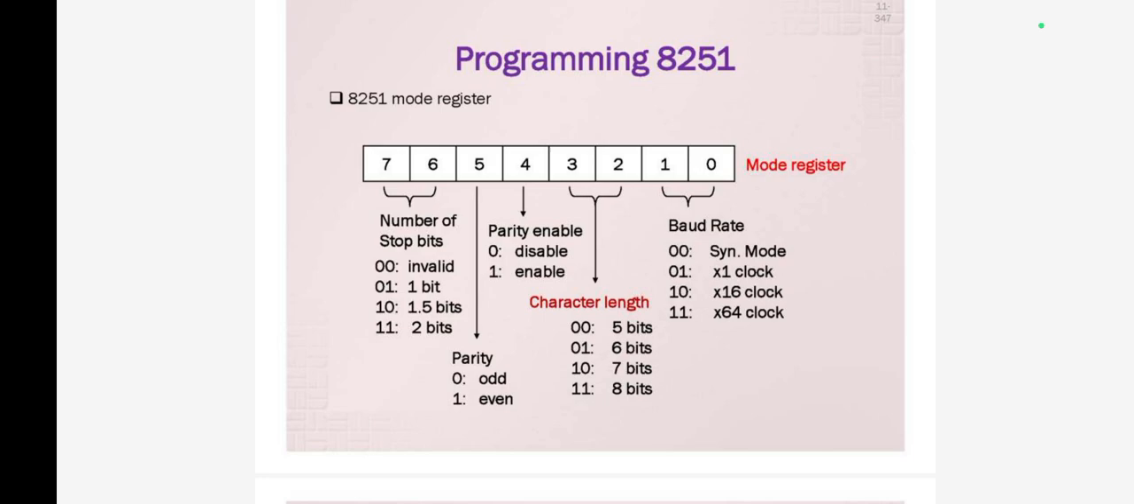When coming to programming the 8251, the 8251 mode register is depicted here. It consists of 8 bits, so 0 to 7. The first 2 bits are for baud rate. Based on the different combinations of zeros and ones, synchronous mode, x1 clock, x16 clock, or x64 clock is selected, and bits 2 and 3 define the character length. If it is 00, then 5 bits, 01 6 bits, 10 7 bits, 11 means 8 bits. Similarly, parity enable and parity, whether it is odd parity or even parity, and the number of stop bits are defined.